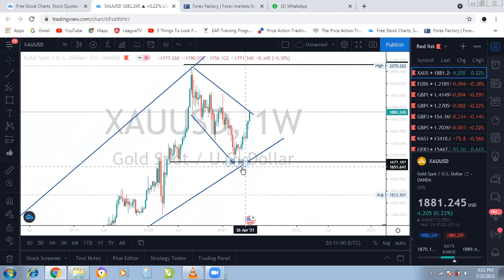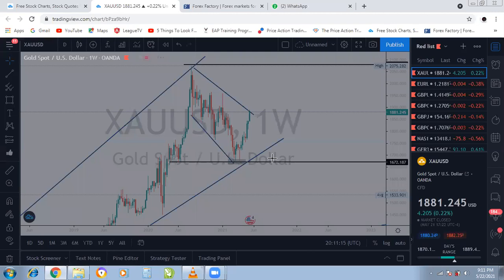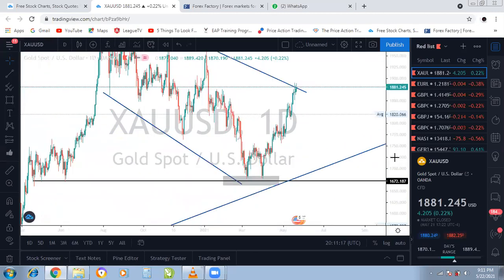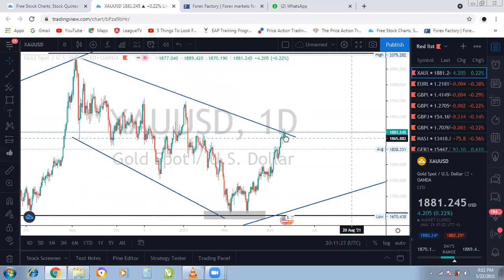So price is currently continuing the impulsive move, which is buy. Okay, now I'll move to my daily time frame and see what's happening. Okay. What do I have? On my daily time frame, I have price testing my diagonal resistance. And also I have a resistance here, which is my horizontal resistance.